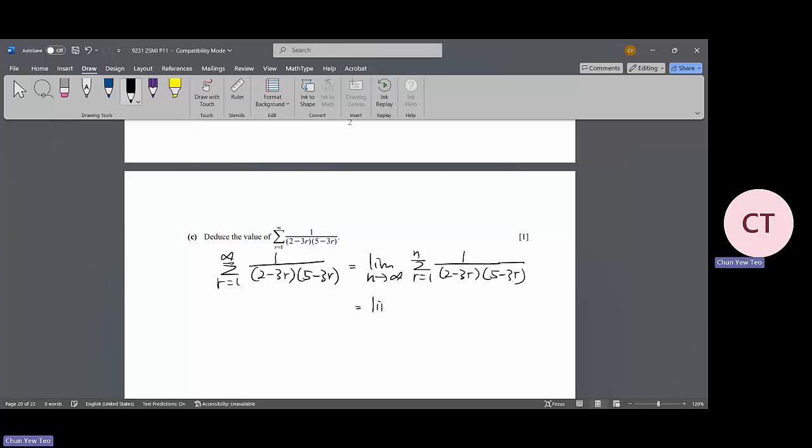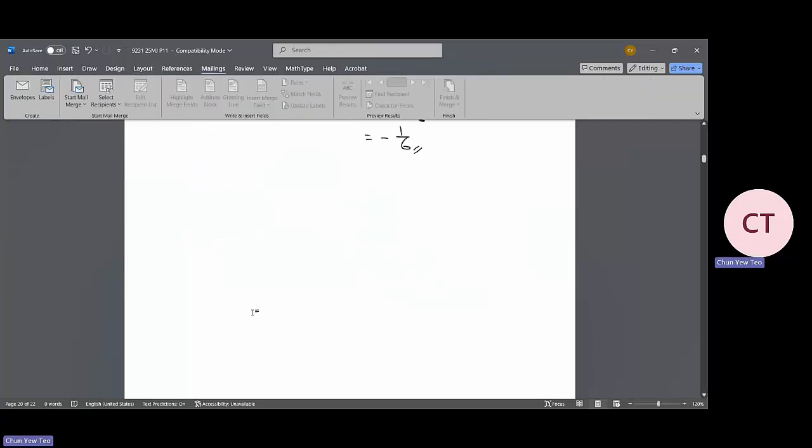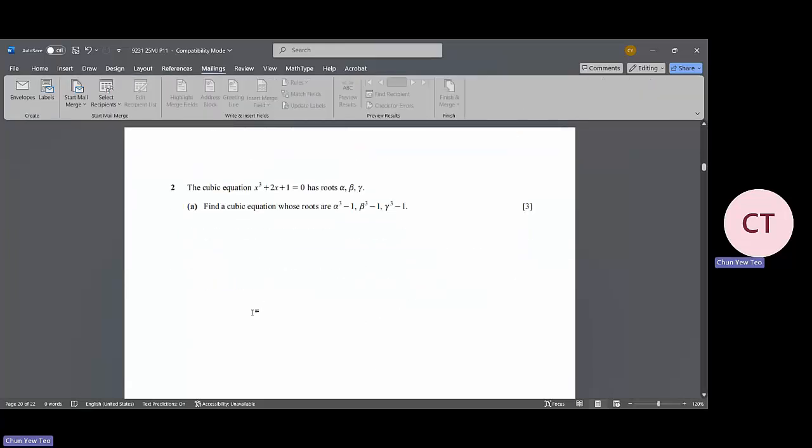And then from the part B result, you know that this is actually 1/3 of 2 minus 3n minus 1/6. So when n approaches infinity, you get 0 minus 1/6. You get -1/6. Done. This will be the answer for question number 1C. Moving on, we have question number 2.